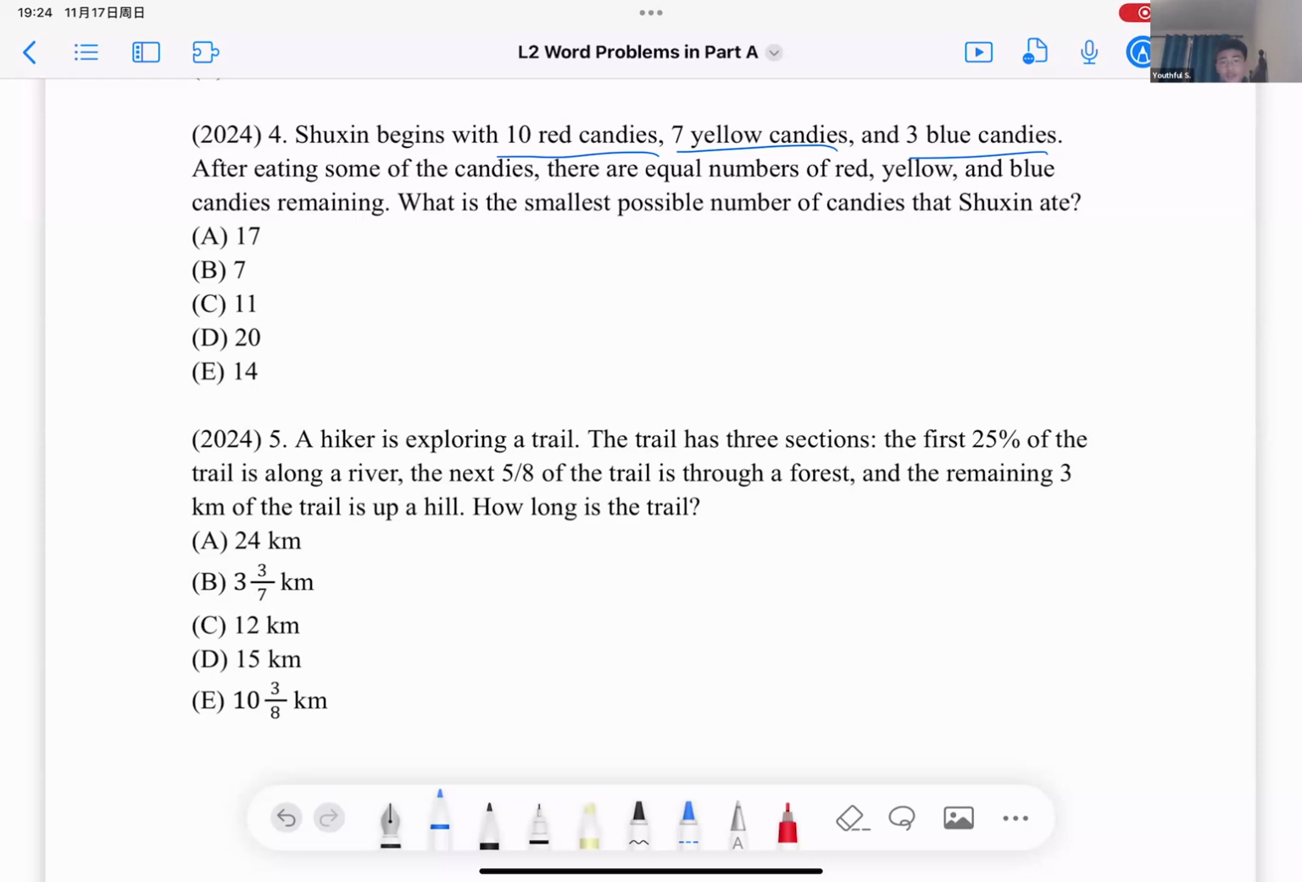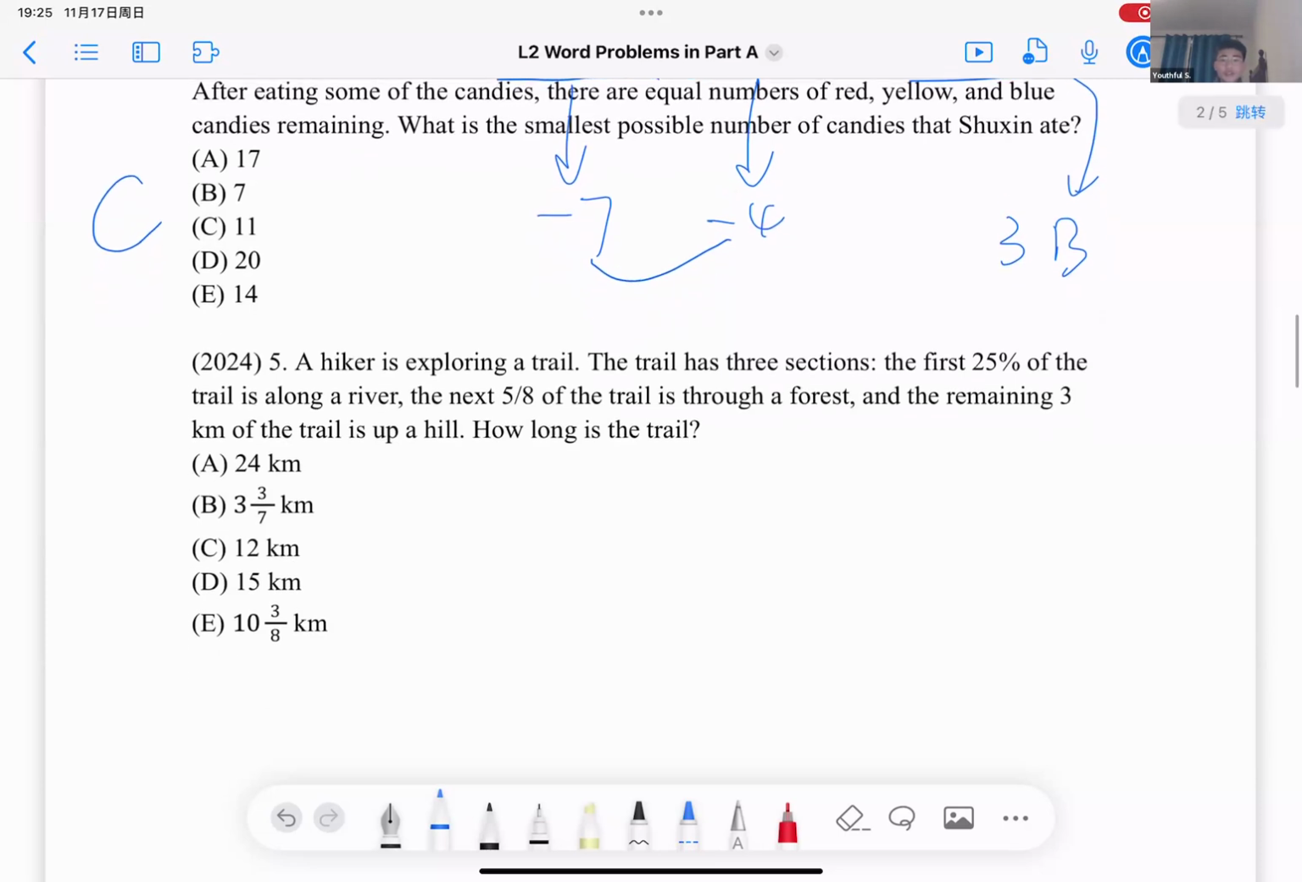in terms of the 3 blue candies, she can basically just put them aside and leave them alone. So you have 3 blue ones. For the 7 yellow ones, we need to decrease it by 4. You need to eat 4 of them. And the red ones, you're going to eat 7 of them to get all of them down to the equal number of 3. So what is 7 plus 4? It's basically 11.